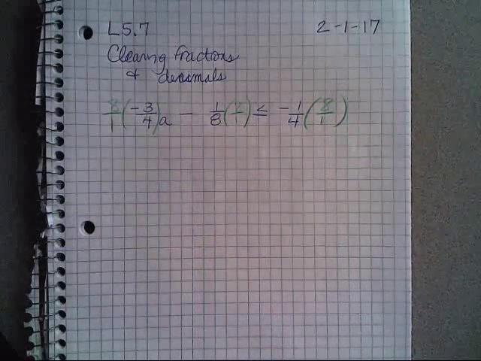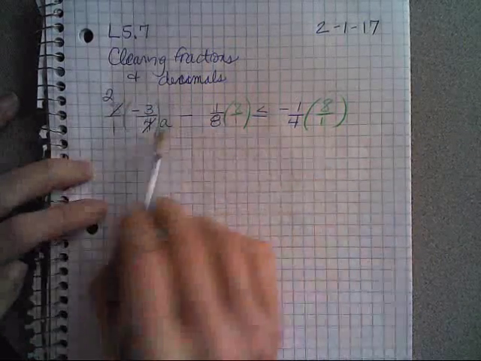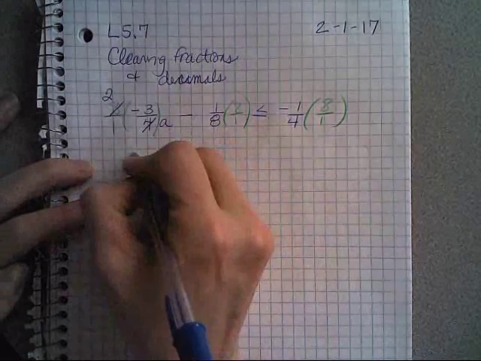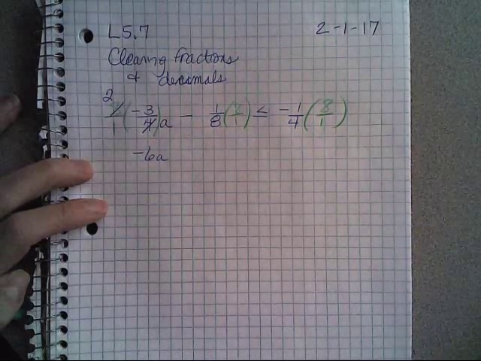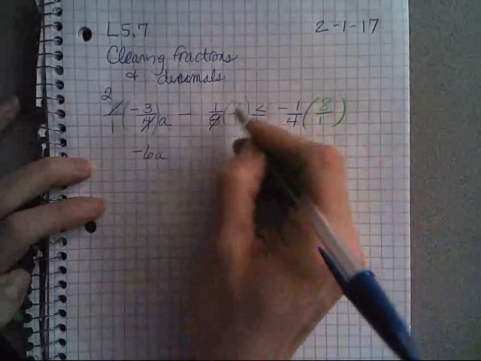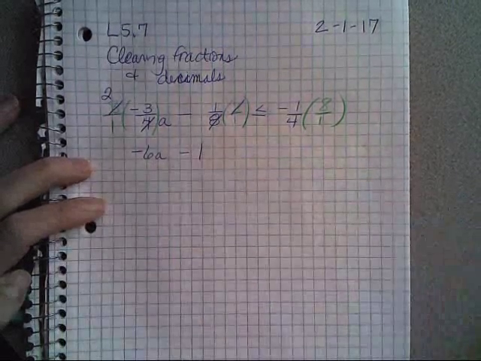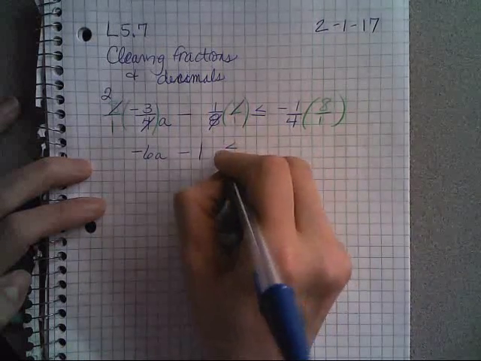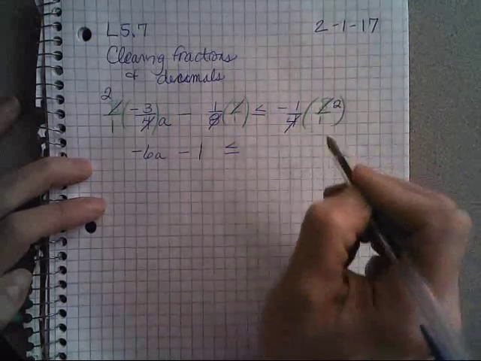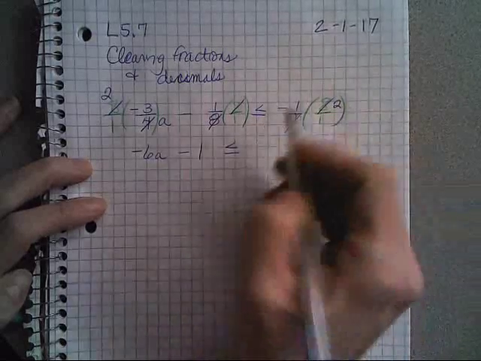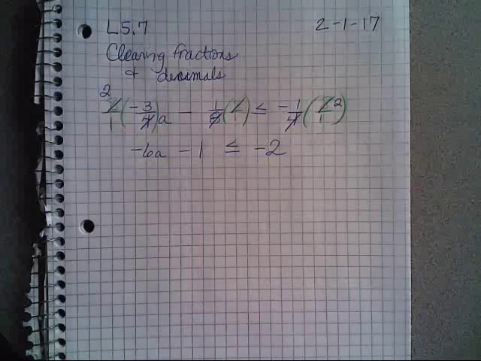Okay? In the first position, that 8 becomes a 2, that 4 becomes a 1, so you should now have negative 6a. In the second position, these two 8s become a 1, so I now have minus 1. Is less than or equal to, the 4 and the 8 reduce, the 8 becomes a 2, so it's negative 2. Still watch your positives and negatives.